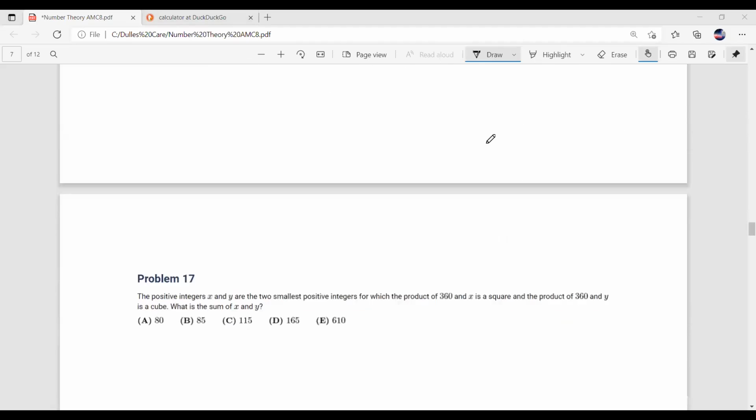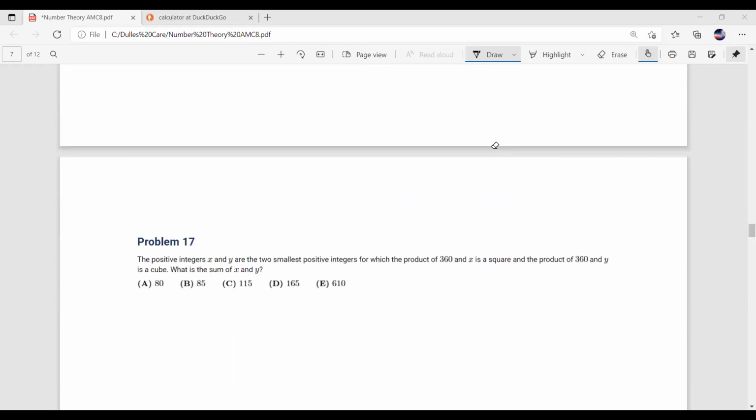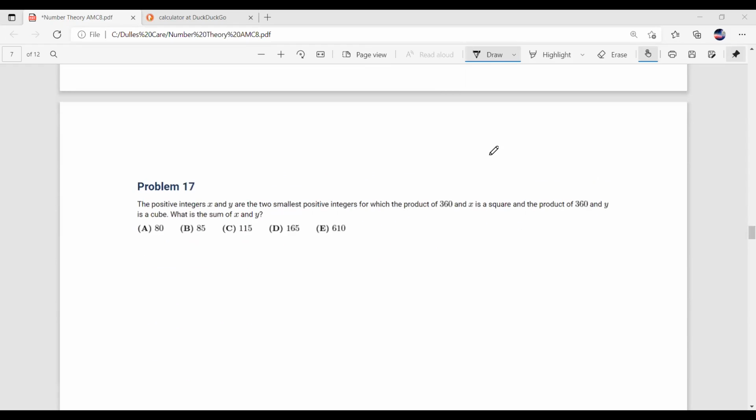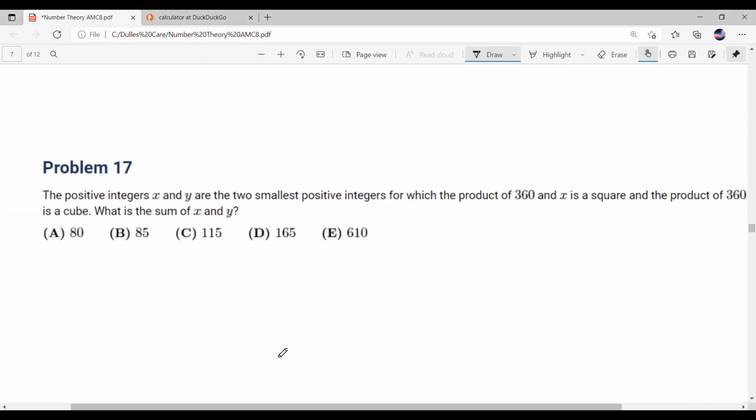So now let's look at problem 17. We have positive integers x, y, and z. Wait, sorry. We have positive integers x and y. There's no z actually in this problem. Where x and y are the 2 smallest positive integers for which the product of 316 and x is a square and the product of 316 and y is a cube. What is the sum of x and y?